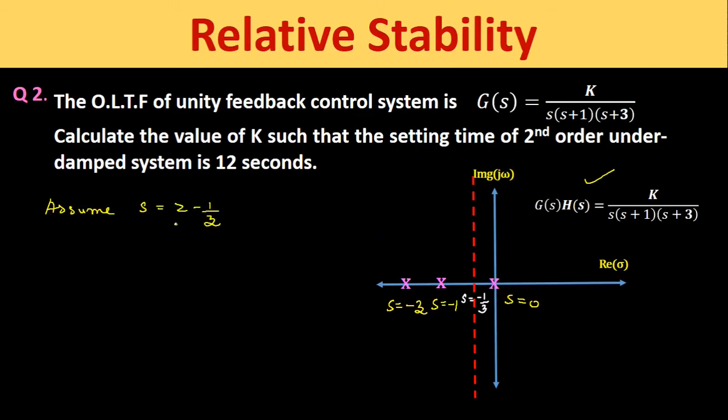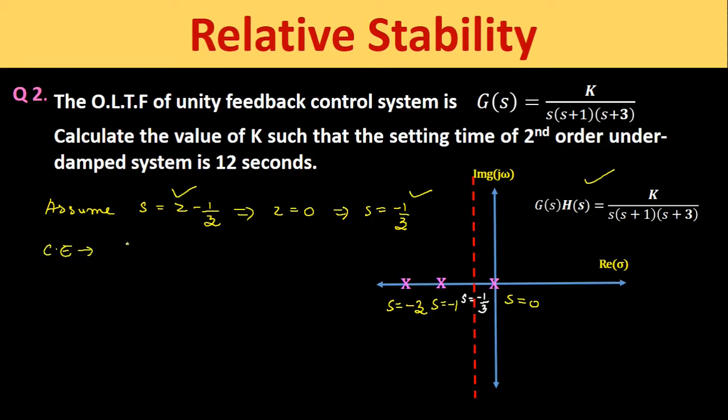Now we will assume s is equal to z minus 1 by 3. If we put z is equal to 0 in this equation, we will get s is equal to minus 1 by 3. That means the origin of this new z plane lies at s is equal to minus 1 by 3. Okay, now we will find out the characteristic equation.